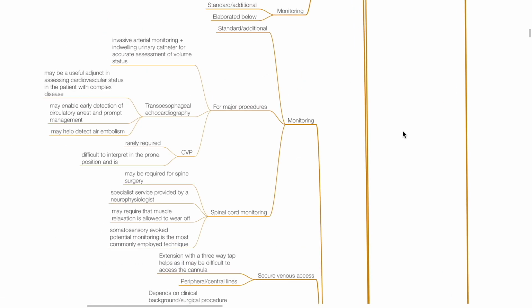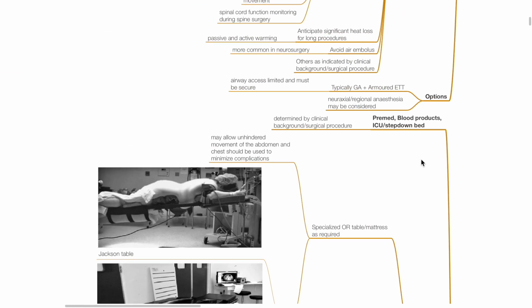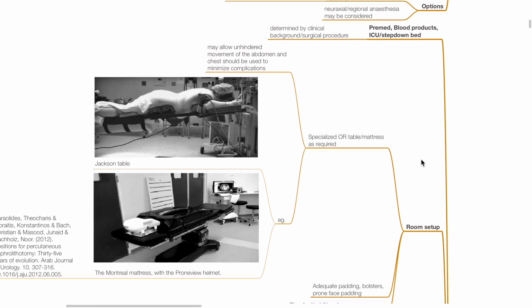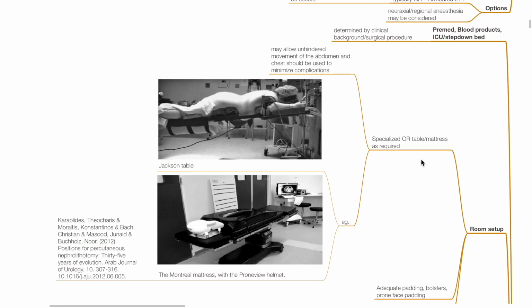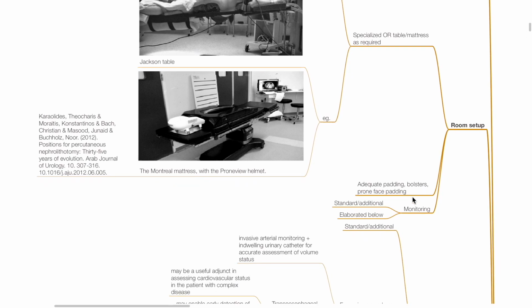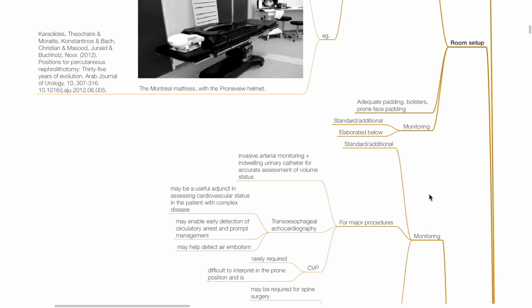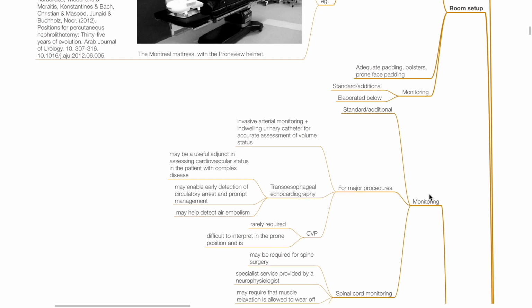Intraoperative management. Pre-medication, blood products, ICU or step-down bed is determined by the clinical background and surgical procedure. Room setup. Specialized OR table or mattresses may be required. This may allow unhindered movement of the abdomen and chest and should be used to minimize complications, such as the Jackson table and Montreal mattress. Adequate padding, bolsters, and prone face padding. Monitoring, standard or additional as elaborated below.